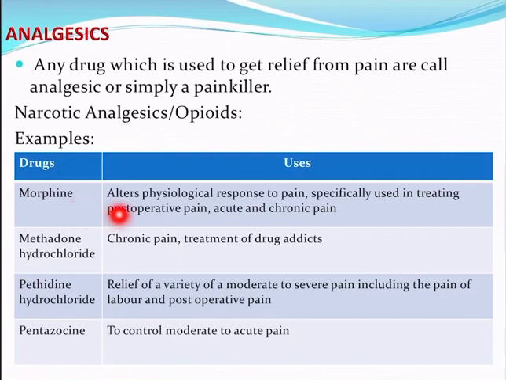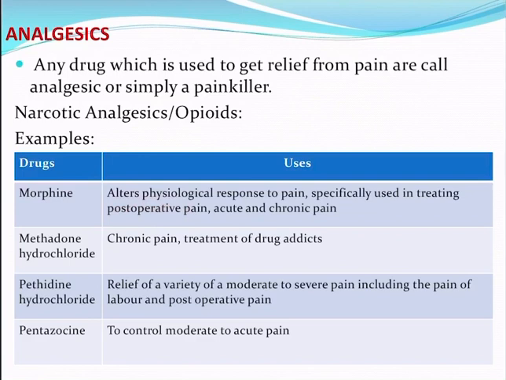What are its uses? It alters the psychological response to pain, and is specifically used in treating post-operative pain, and acute and chronic pain. Post-operative pain, you might have understood what it is. Once the operation has been done, the doctors will stitch the position where they have operated, and that will create a pain. It takes some time for that to heal.